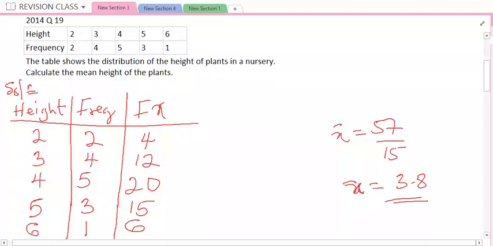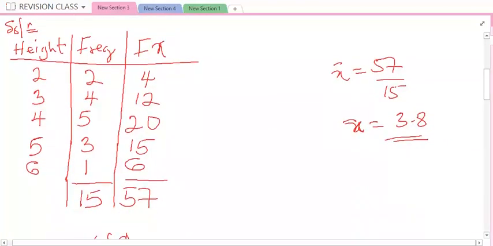But I said we will do more than calculating the mean. We will also calculate the median and we will also calculate the mode. For us to calculate the median, we will open a new column called CF. CF means cumulative frequency. Now, how do we work that? To get the cumulative frequency, for the first one, you will repeat the frequency because the frequency has not cumulated.